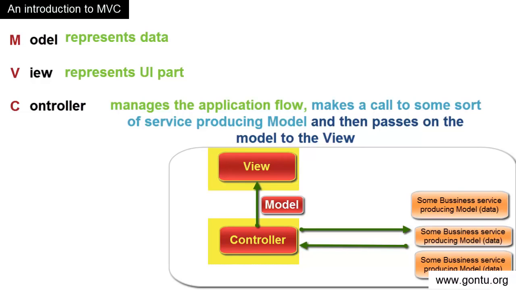In case you are developing a web application using Java, the model is typically a Java object having some properties along with getters and setters methods. And typically the view is HTML code displaying data by retrieving it from the model object. And these business services are also Java objects having some business logic to produce a model object. I'll show you in real life how this overall concept of MVC works.